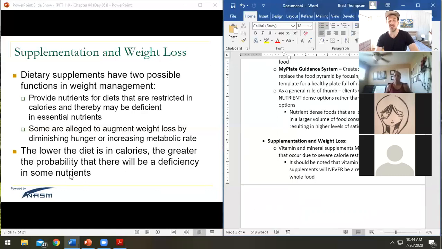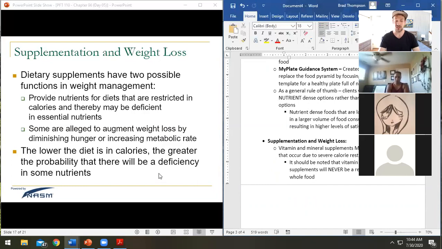So when it comes to supplementation, one thing that we do know, and this is technically true, the lower the diet is in your calories, the greater the probability that you will be lacking in some nutrients, right? Just like I talked about earlier. This is why I don't like hyper calorically restricted diets.